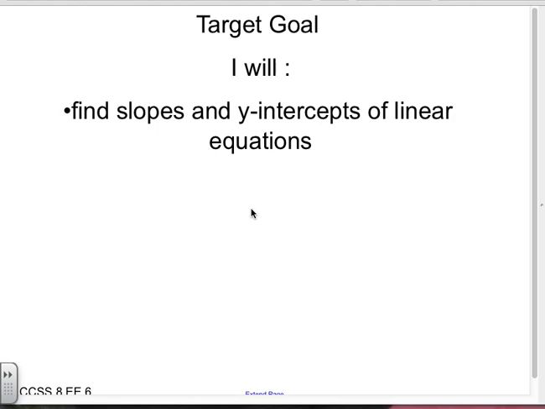As you can see on this screen, the target goal for this video is to be able to find the slope and something that's called the y-intercept of a linear equation. So far we have spent a lot of time talking about slope. We've talked about slope being represented by the letter m, and we've talked about slope as actually being a ratio or a fraction that compares the rise of your line to the run of the line.